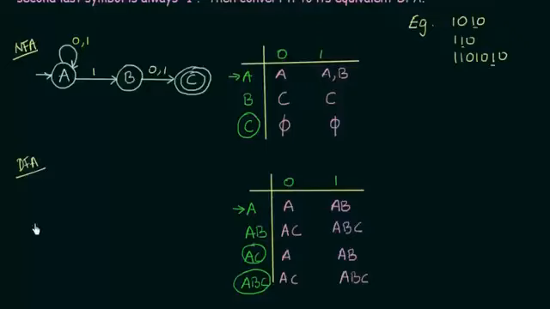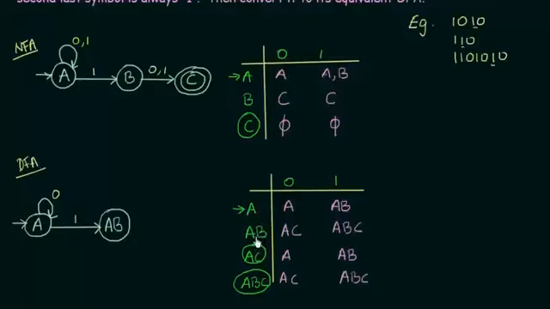So we'll start with the starting state, which is state A. I start with my starting state A, and A on getting input 0 stays in A itself. And on getting input 1, it goes to AB. When does it go to AB? On getting input 1. Okay, so we have finished for state A.